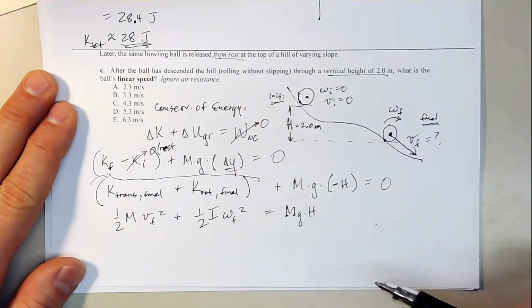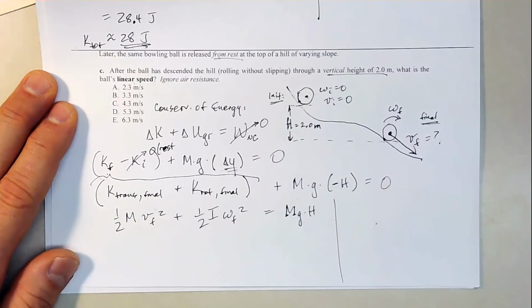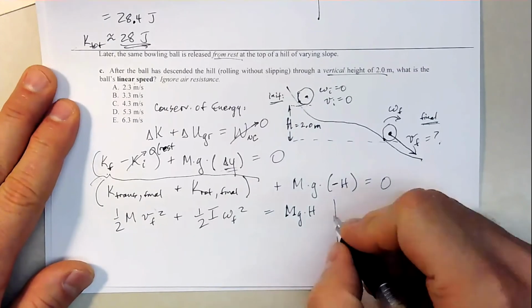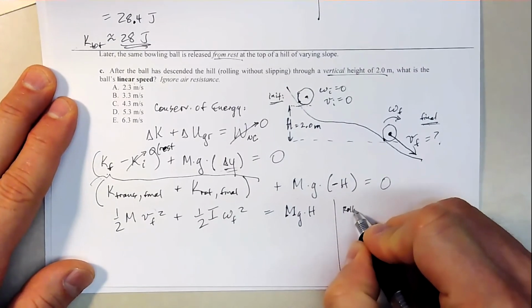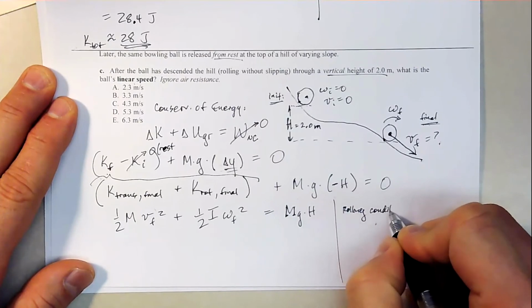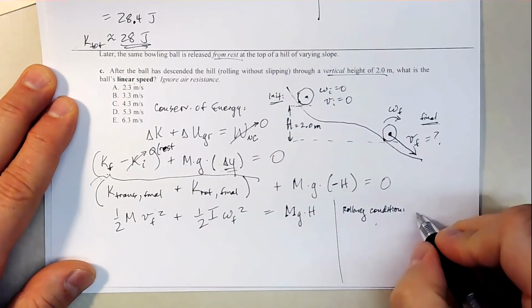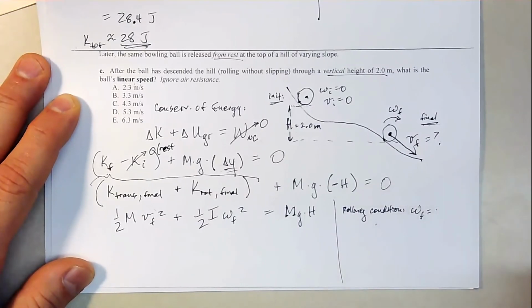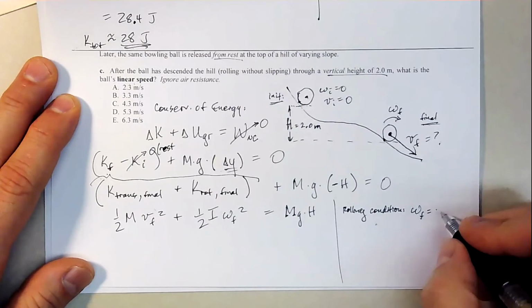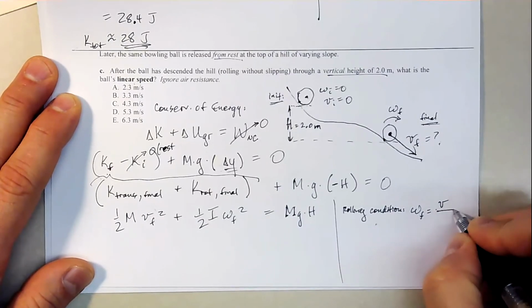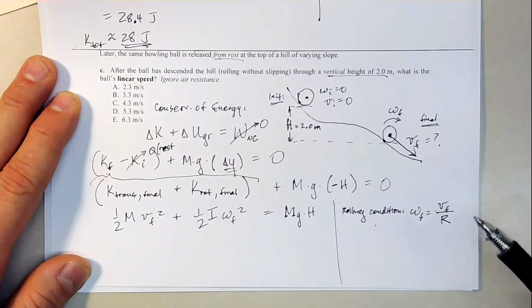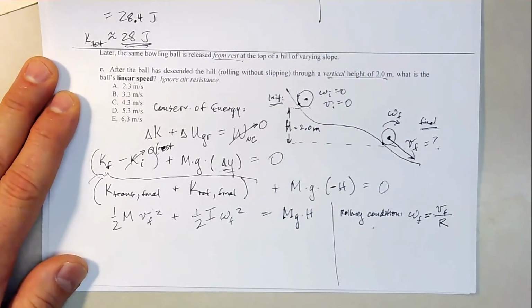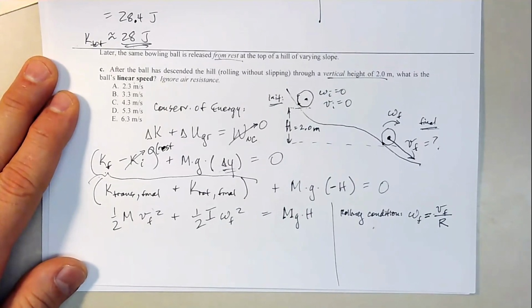But fortunately, we know that those two are tied together. So what we can do is plug in the rolling condition. For an object that rolls without slipping, we can say that omega is equal to v over R. So this is our translational speed through space, and that's the radius of the object. And that should give me my angular speed.